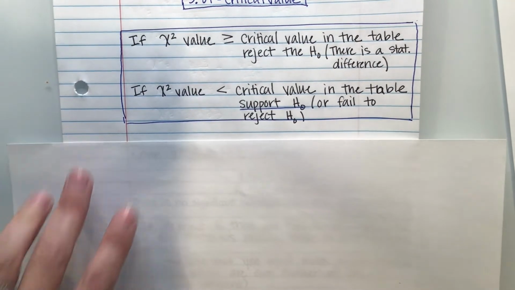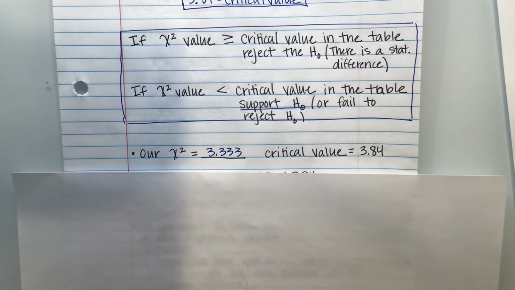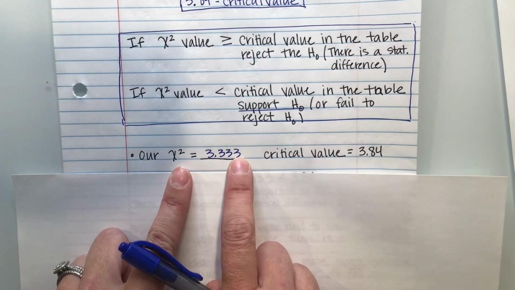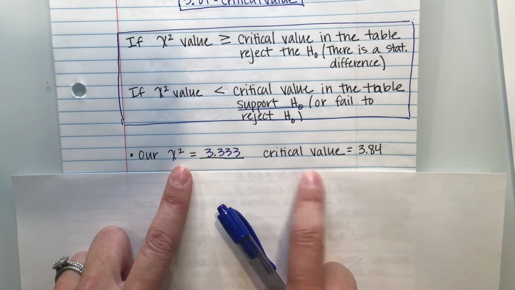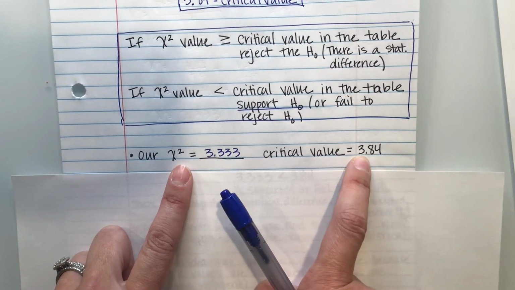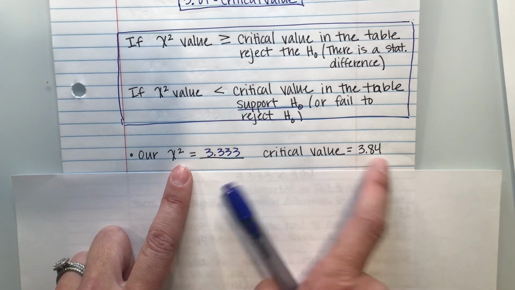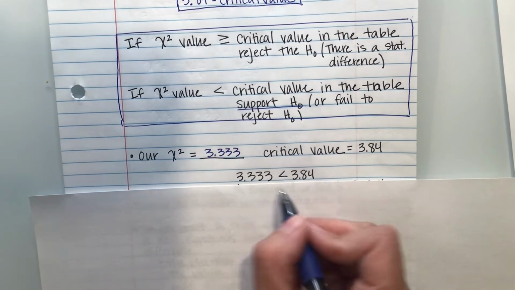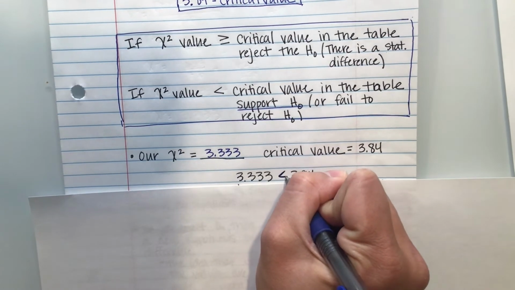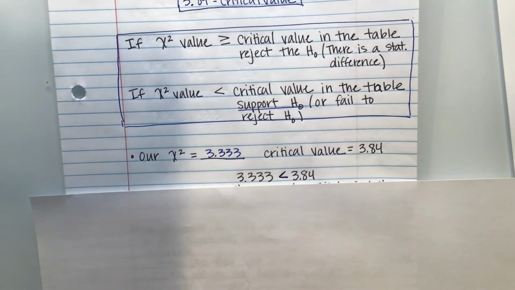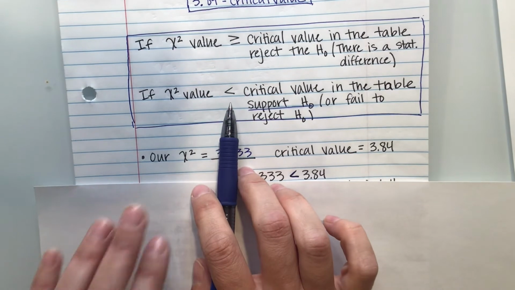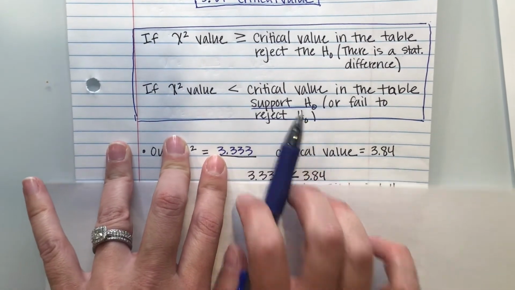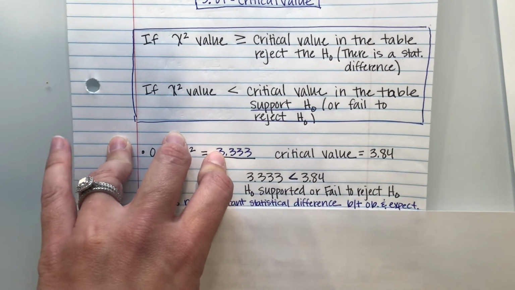So this essentially are the two statements we use to evaluate our data. So let's go ahead and look at what we got. Well, our chi-squared value was 3.333. And the critical value we're going to compare it to is 3.84. So when we look at that, 3.333 is less than 3.84. If it's less than 3.84, we say that we support our null hypothesis, or we fail to reject our null hypothesis.